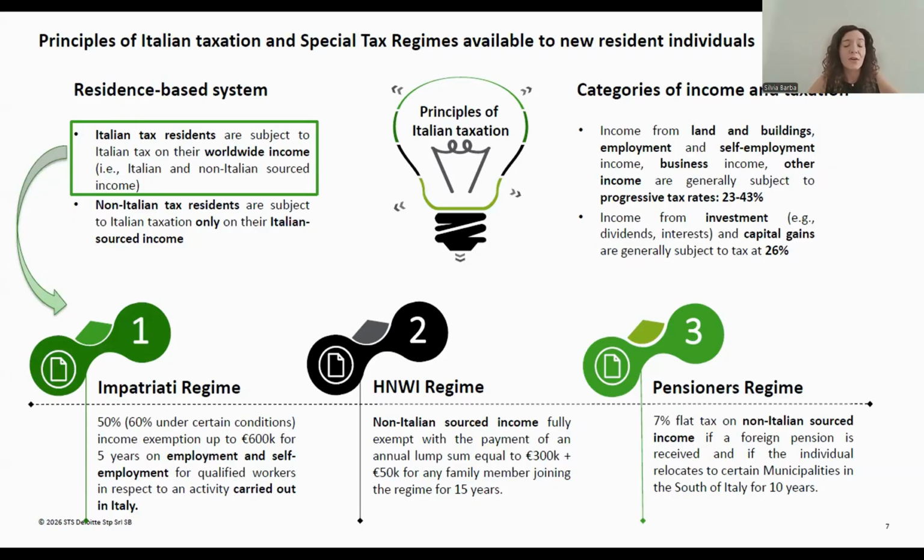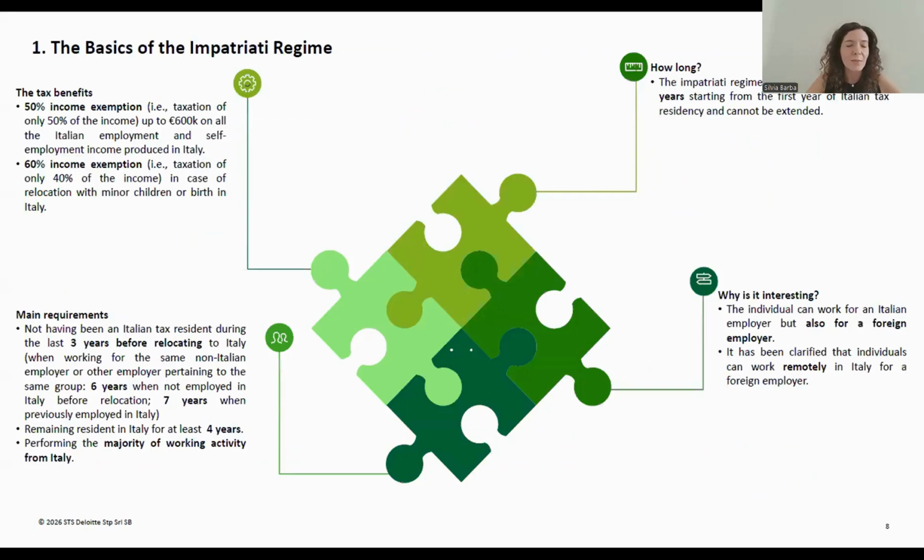By contrast, both the high net worth individual special tax regime and the pensioners regime target people that have their main source of wealth and assets and income located outside of Italy. So they provide for benefits concerning foreign sourced income. And we will see in a few minutes how these three regimes work. So Raffaele, if we can move to the next slide, please. We're looking as a first step at the impatriati regime.